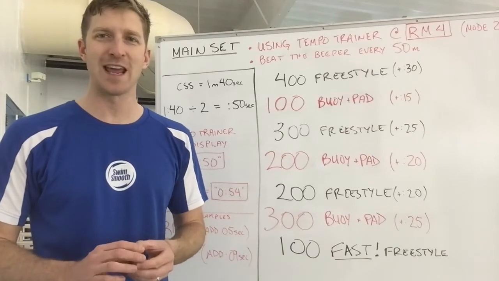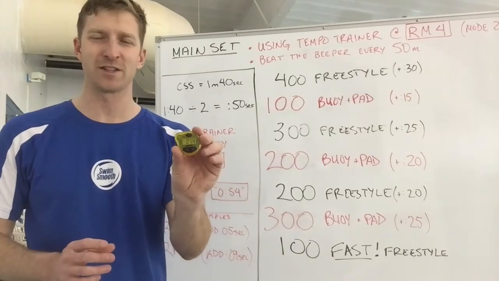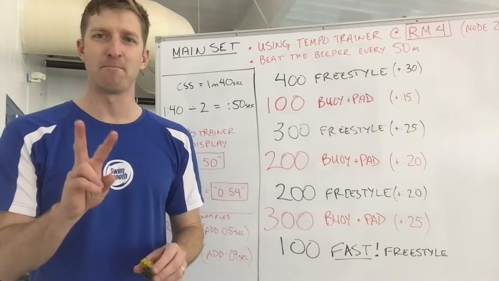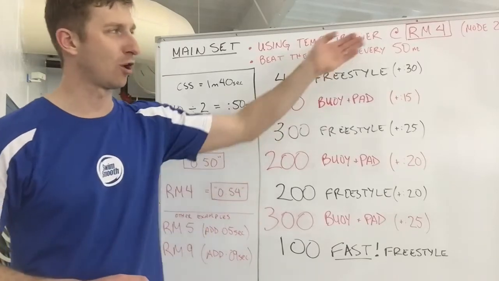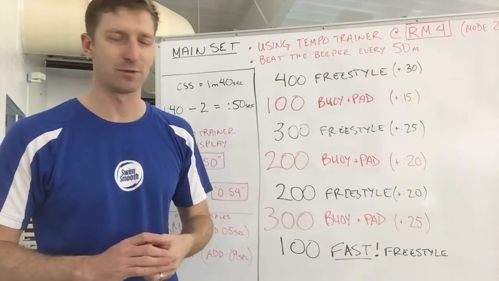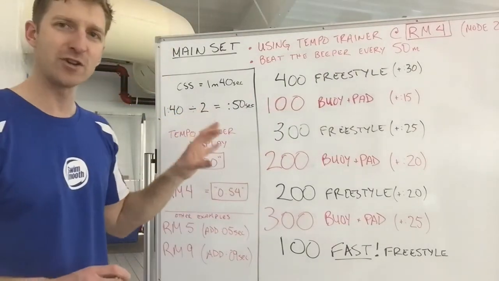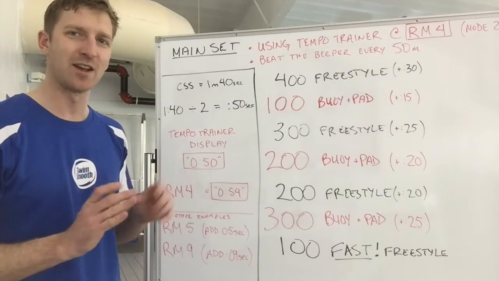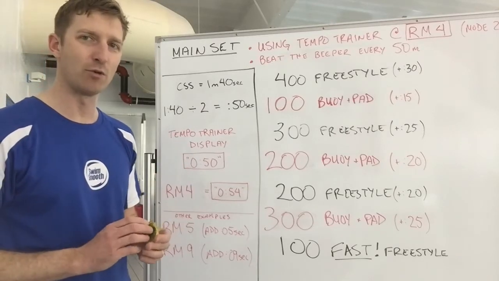I'm going to explain to you today how we use this little device, the Tempo Trainer Pro, using Mode 2 for something that we call RM cycles, or red mist cycles, developed by Swim Smooth. First and foremost, here's how to program it and how to set the Tempo Trainer into Mode 2.